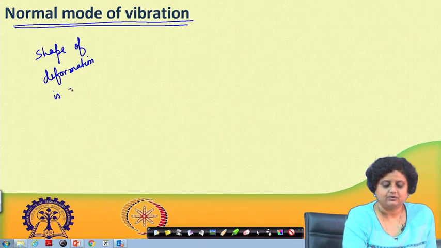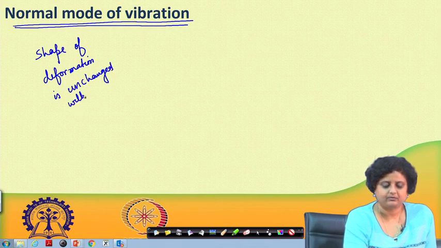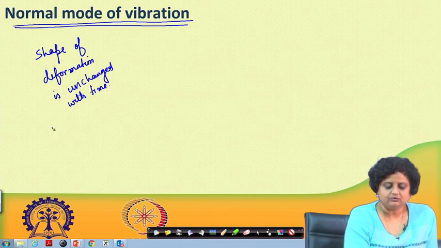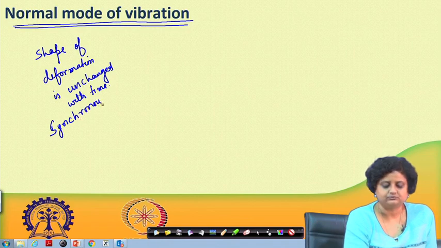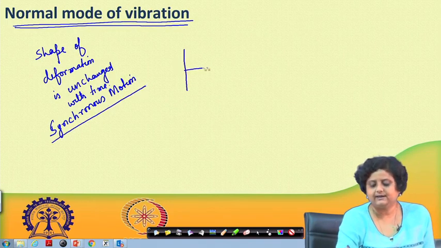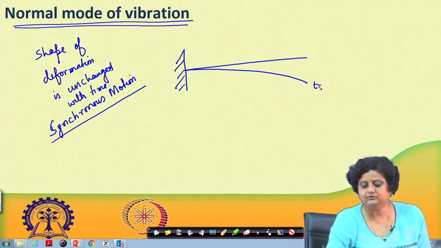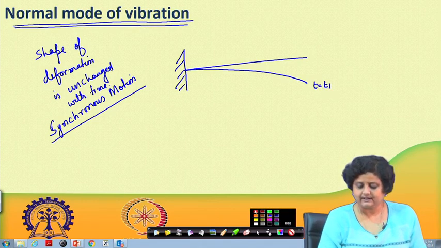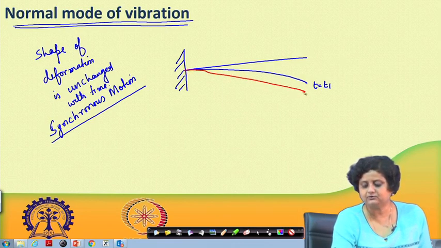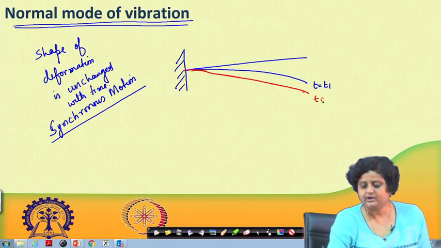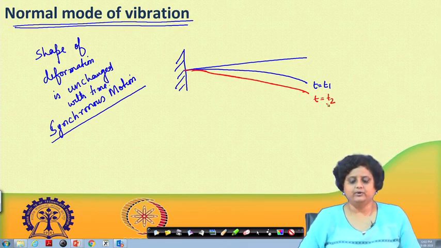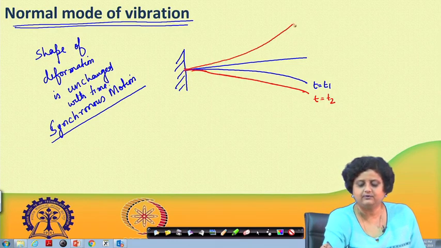is unchanged with time. Which is also called synchronous motion. Okay. So, how do we say that? Suppose this is a fixed free beam. So, suppose this is the deformation at t equals t1, we can say that at t equals t2, the deformation is of course going to change, but the shape of deformation is not going to change. Okay. So, at t equals t3, it might be like this.